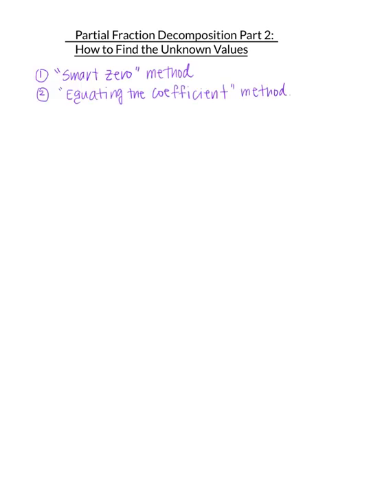Now, to find the unknown values, there are two methods. The first one I call the smart zero method, and the second method is called the equating the coefficient method. If I were you, I would always start out with the smart zero method. Then if you still cannot find all the unknown values, go with the equating the coefficient method. Sometimes you're going to have to use both methods to solve for a's and b's and c's.